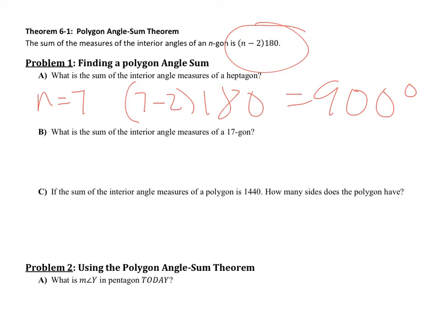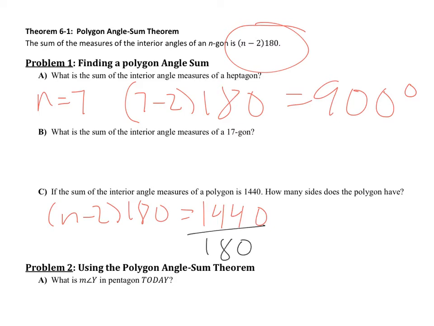So for the last one, I'm going to do B. You can do B by yourself. If the interior measure is 144, how many sides does it have? So using that same equation, n minus 2 times 180 is equal to 144. There's two ways you could do this. You could distribute the 180. I'm going to divide that out first, actually. So if I divide by 180, I get that n minus 2 is equal to 8. And now I just have to add 2, so it would be equal to 10.